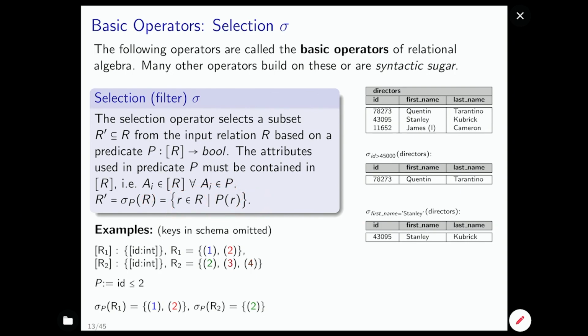So all the tuples where the ID is smaller or equal 2 are being returned in this case. If you run this predicate against relation 1, you get this result set. If you run it against relation 2, you get this result set. And these 3 and 4 are not returned. So it's a standard operator you will use to filter data, to restrict it to certain expressions.